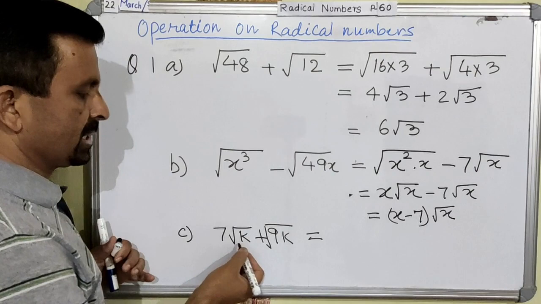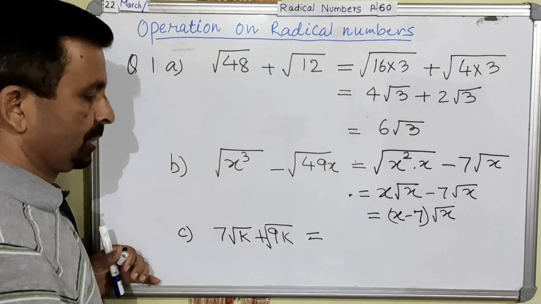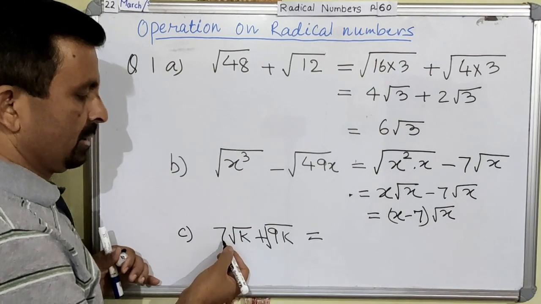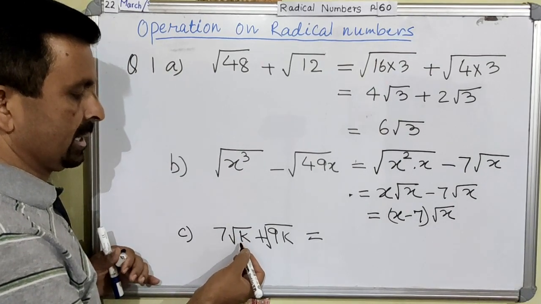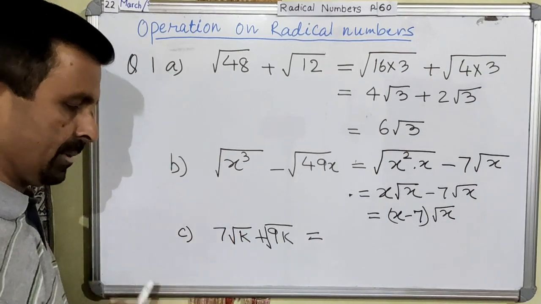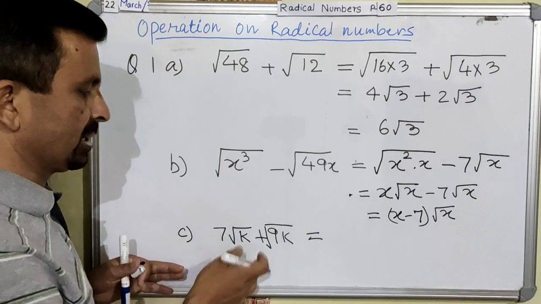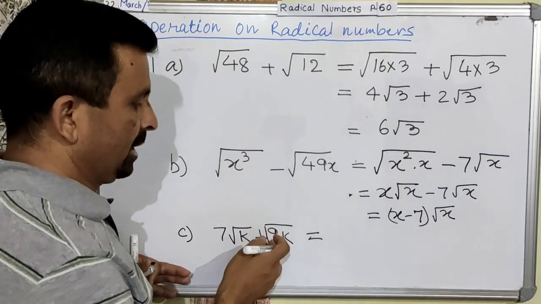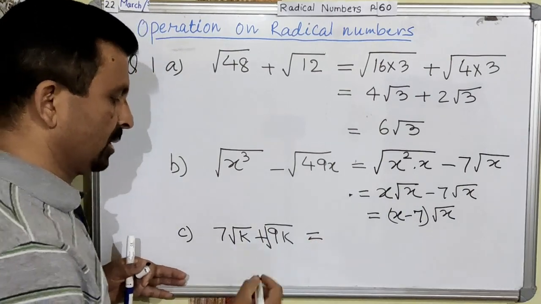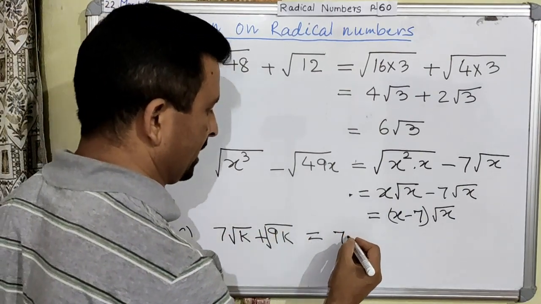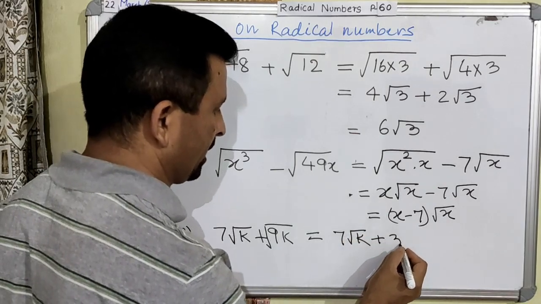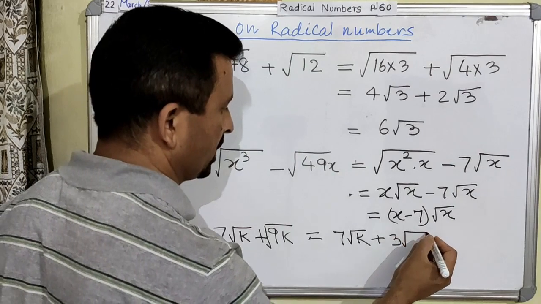This part, there is nothing to do because it is already in the simplest form. This is a mixed radical number, where this is a whole number part and this is the radical part, and the radical part is in the simplest form. This cannot be factorized or simplified anymore, so we will leave it as it is. Only this part has to be simplified, and out of this part 9 is a perfect square number, so 9 square root will come out. So the first term is as it is, 7 root k, and the second term will become 9 coming out as 3, and therefore root k.